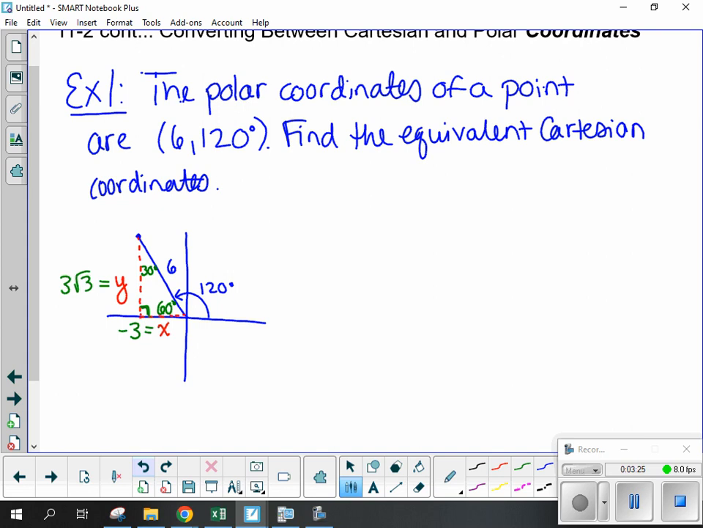However, we have these 2 equations from yesterday. x is equal to r times cosine of theta, and y is equal to r times sine of theta. Well, we have r and we have theta. Let's just plug them in. This direction that we're going from polar to Cartesian is the easy way because you have these equations that let us just plug them in and we're done.